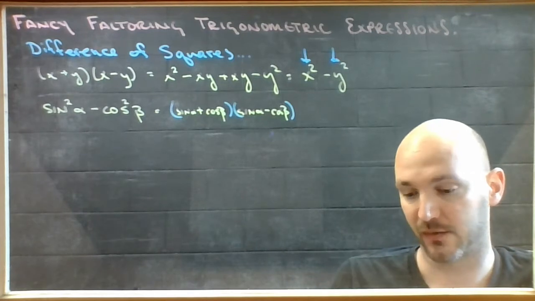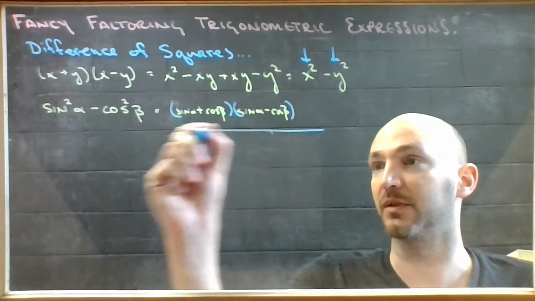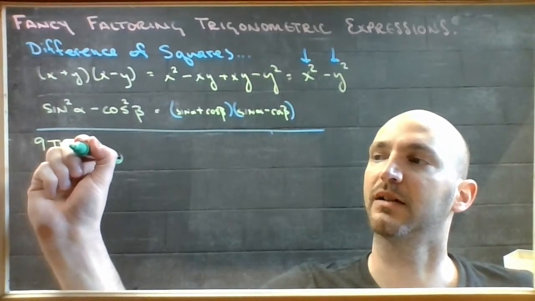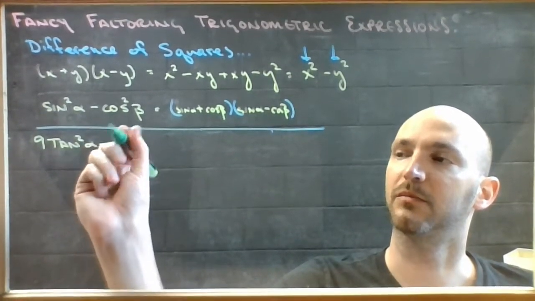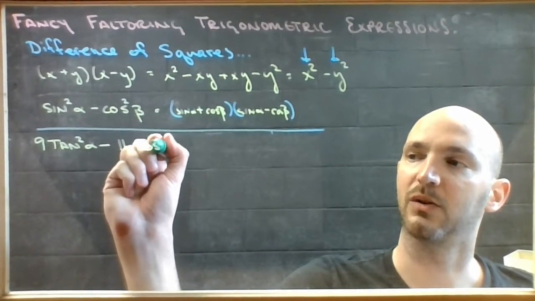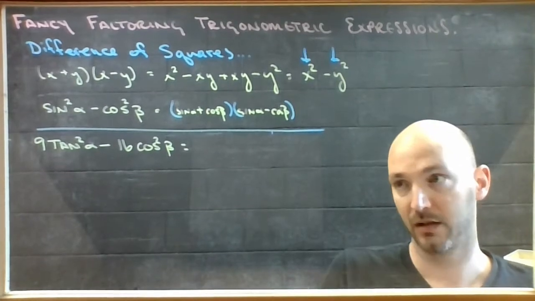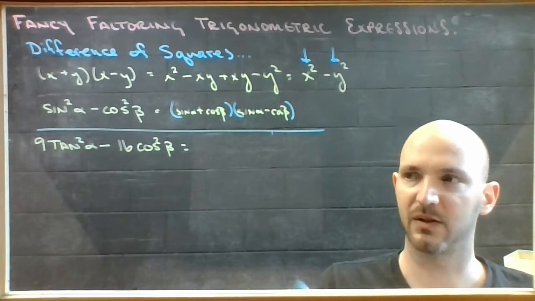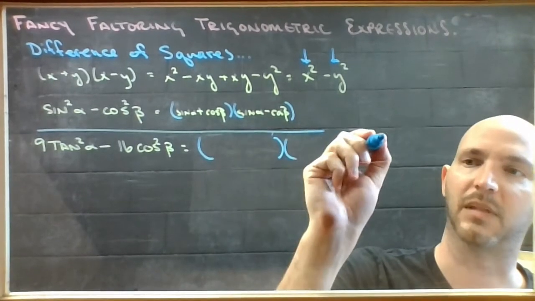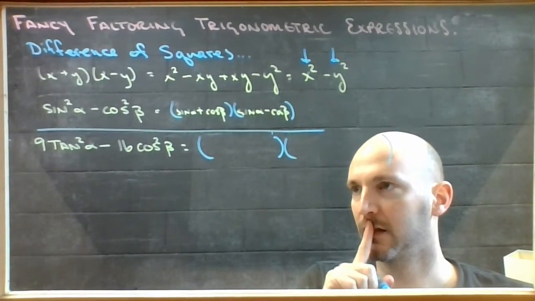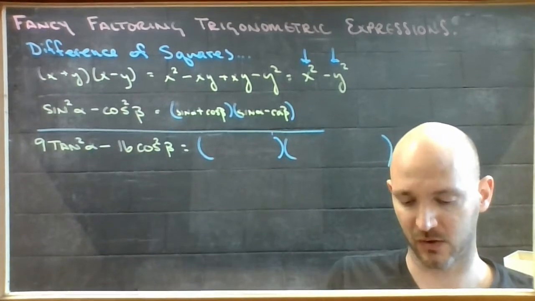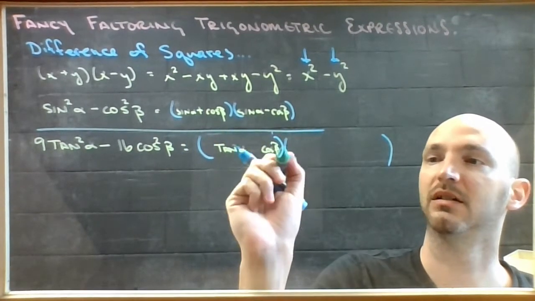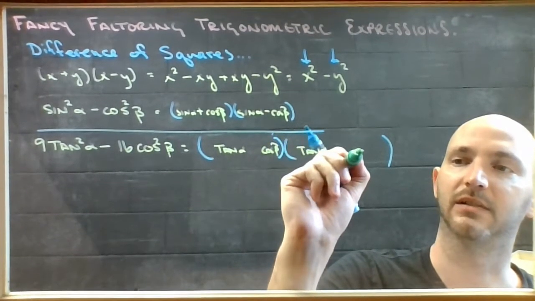So you can do this if there are numbers in front as well. If I were to give you another example here, let's try and factor 9 tan squared alpha minus 16 cos squared beta. So that's a thing squared, that's a thing squared. These numbers even are squared. So I'm going to write my brackets. I've got a tan squared and a cos squared, so I'm going to end up with a tan and a cos in these brackets. So I'll just pop them in: tan alpha, cos beta, tan alpha, cos beta.